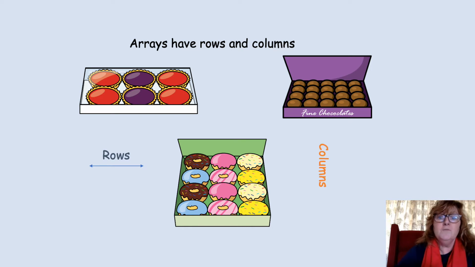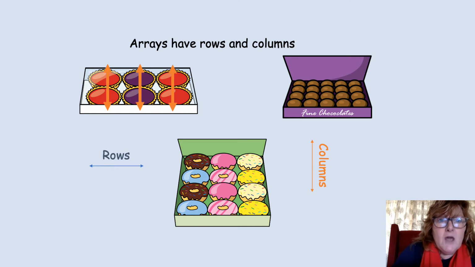Columns. Columns go from top to bottom or bottom to top. They go up and down. Let's have a look. I've got 3 columns of jam tarts. I've got 5 columns of chocolates. And I've got 3 columns of donuts.